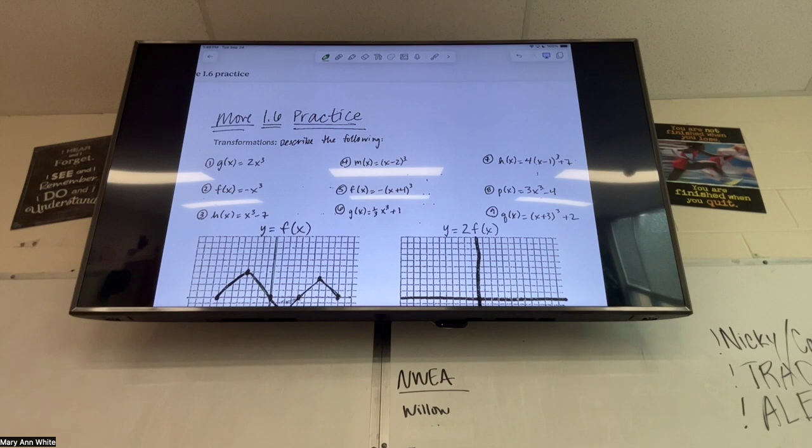All of them are cubes, so you don't have to worry about the cubic function. They're all going to be x to the 3rd. But what is that cubic function doing? Is it stretching? Is it shrinking? Is it flipping? Is it up and downing? What are we doing here? Essentially. What does the 2 do out front?